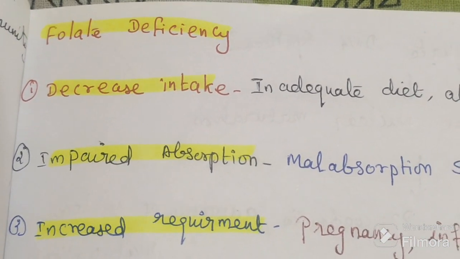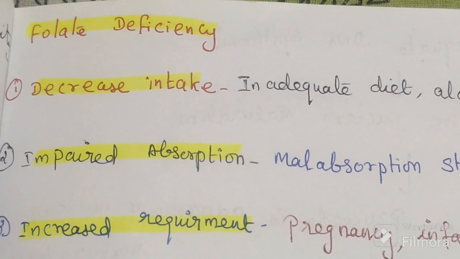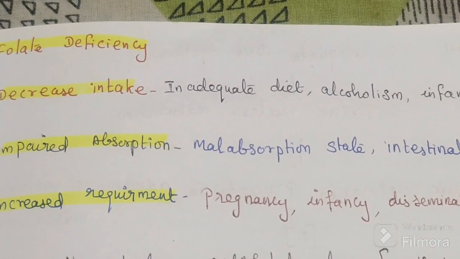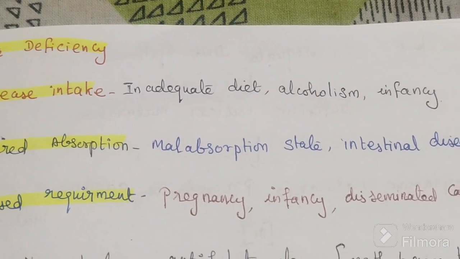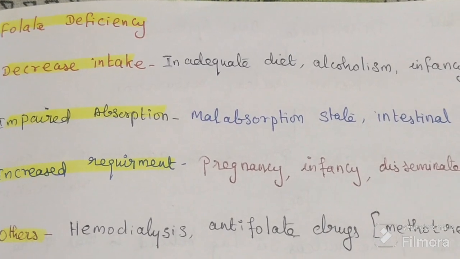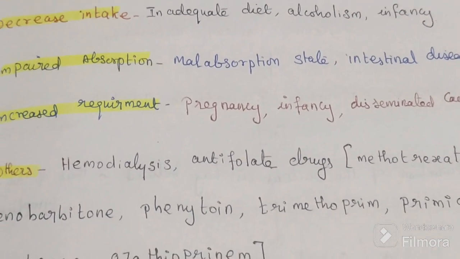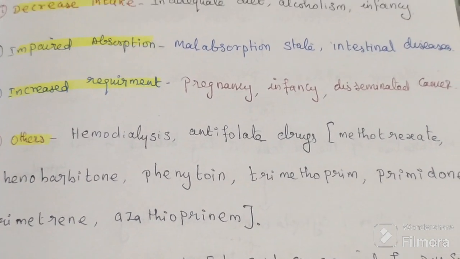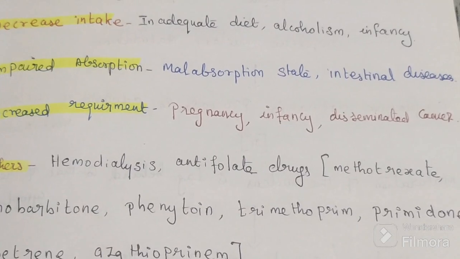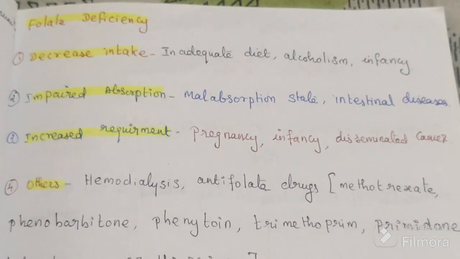Next, folic acid deficiency. It is present in green leafy vegetables. What is the etiology? Decreased intake, inadequate diet, or alcoholism, or infancy. Then impaired absorption, malabsorption, or intestinal disease. Then increased requirement. These are the four reasons for folic acid deficiency.